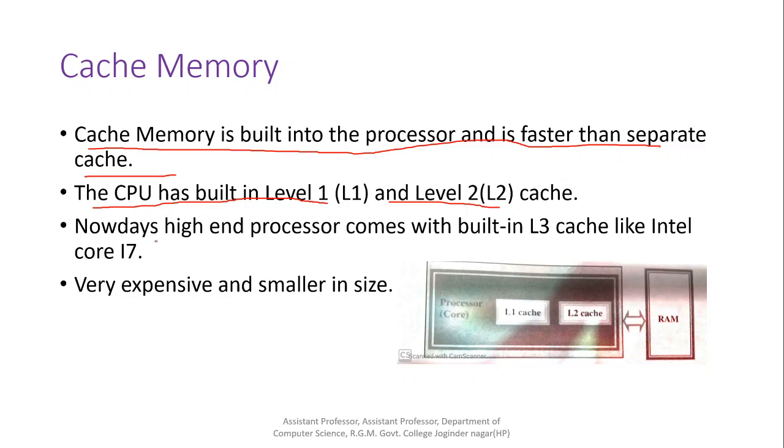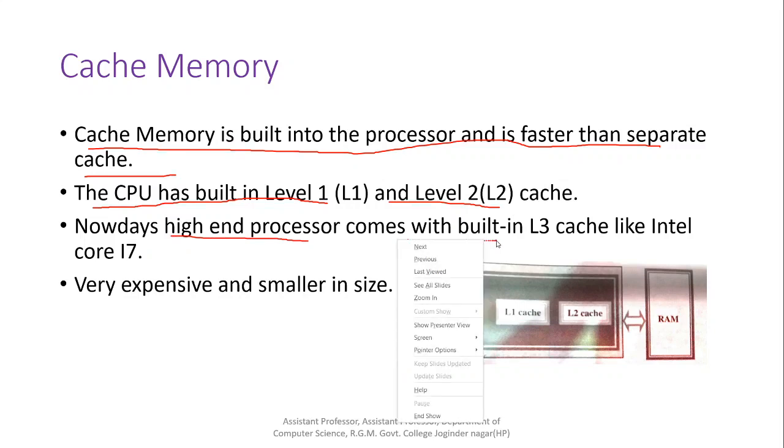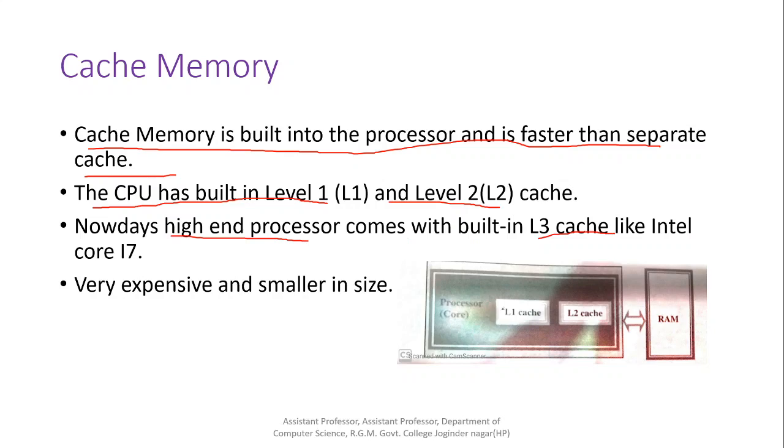These days, high-end processors like the i7 come with L3 cache, and this kind of cache comes only in very high-end processors, as they are very expensive. Cache memories are very expensive, and they have a very small size. The size of cache memory varies from around 2 MB to 16 MB in the latest modern computers.